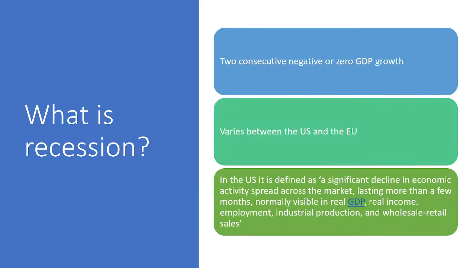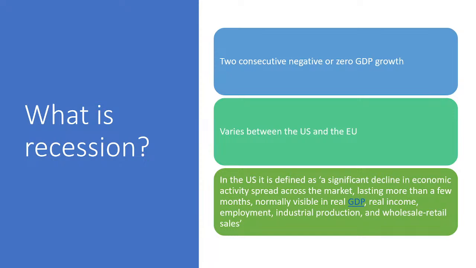Before we talk about the different recessions in the US, starting with the Great Depression of 1929, we'll first understand what a recession is. Actually, it's a very basic definition, but it's often misunderstood. In Europe, if they have two consecutive quarters of negative or zero GDP growth, it is called a recession. But that's actually not the definition in the US.